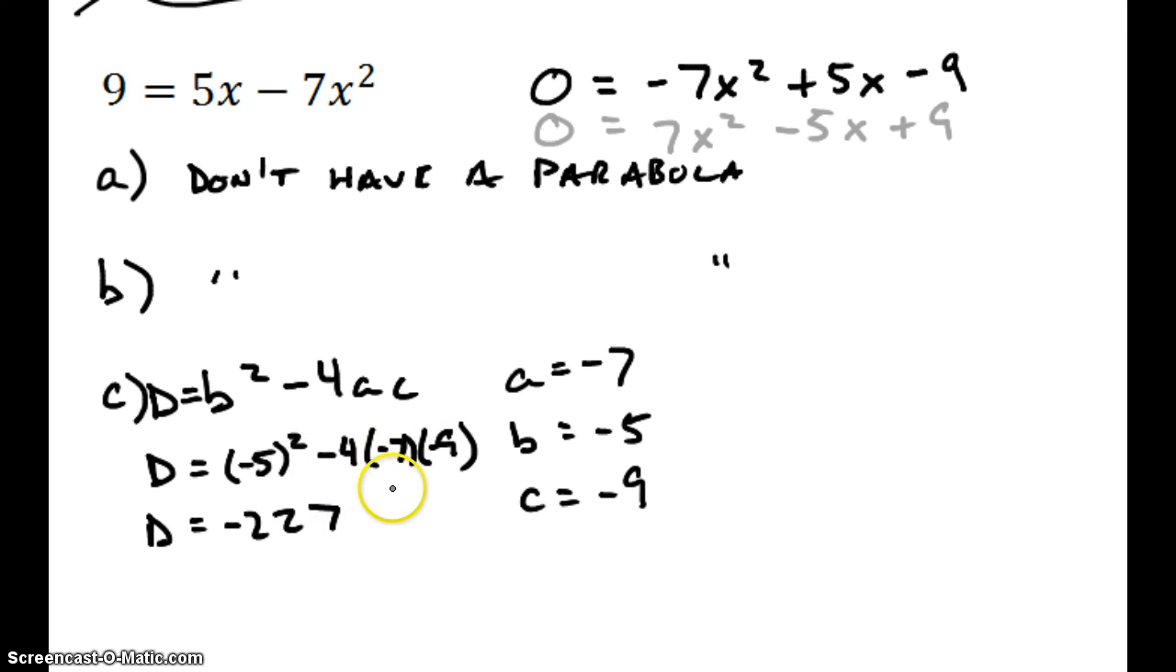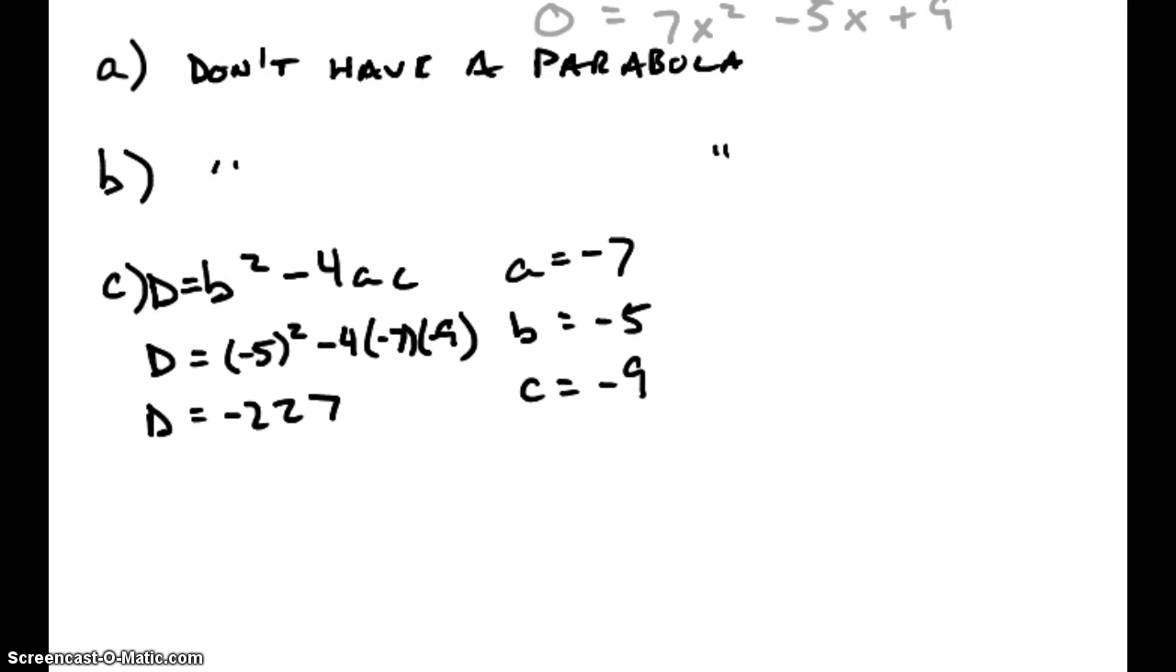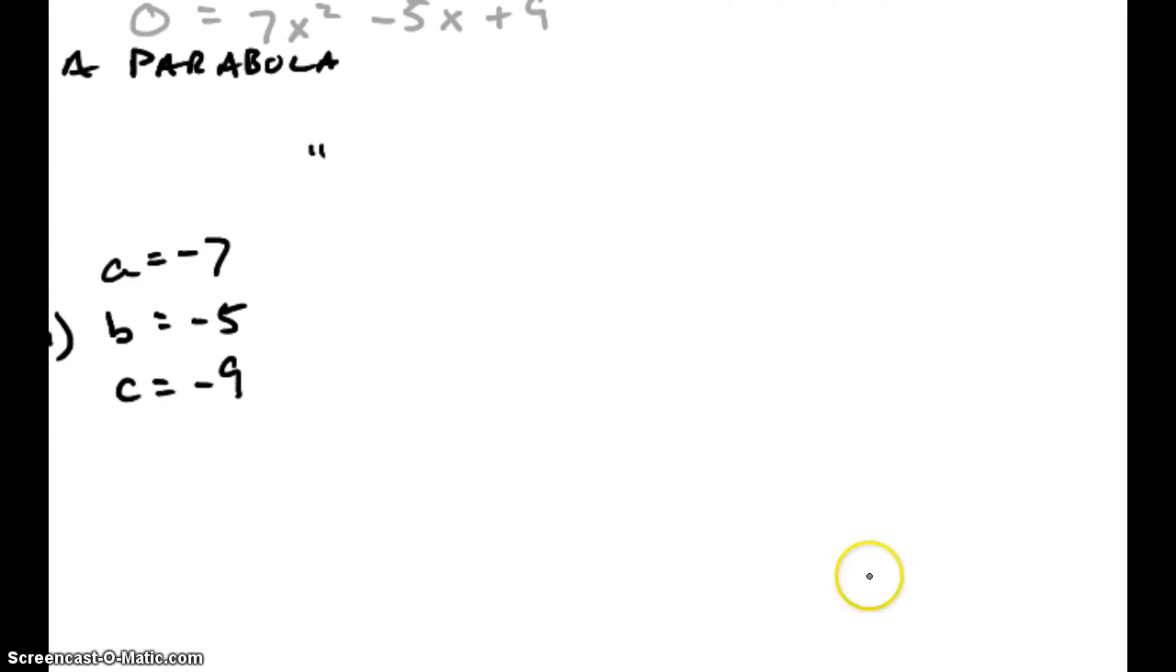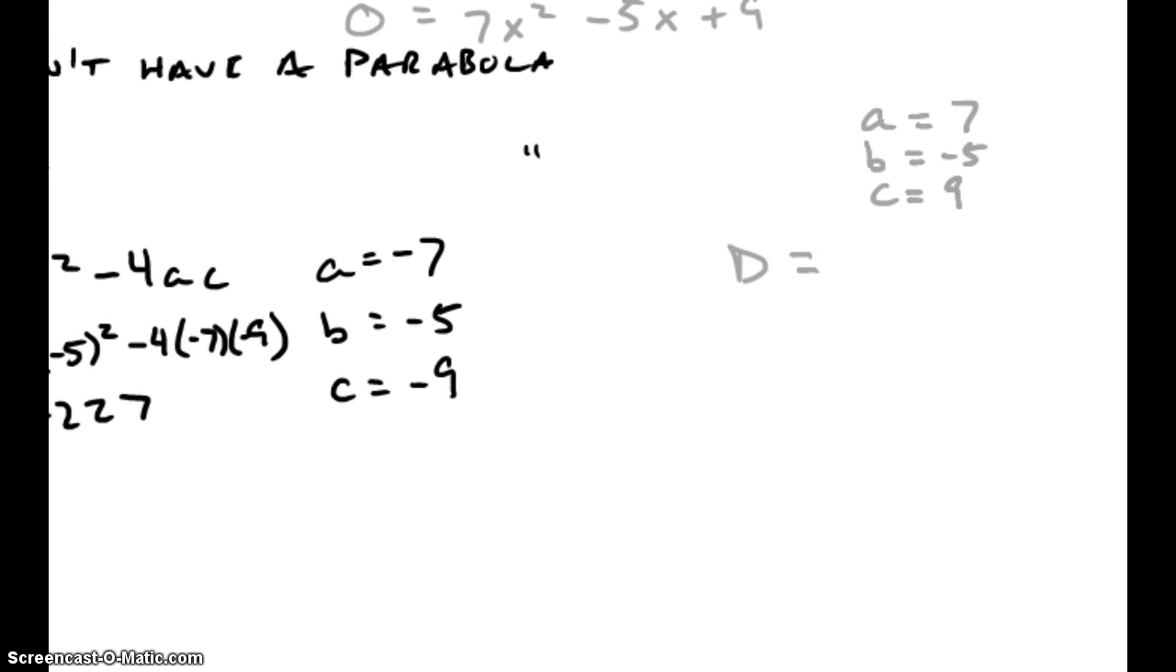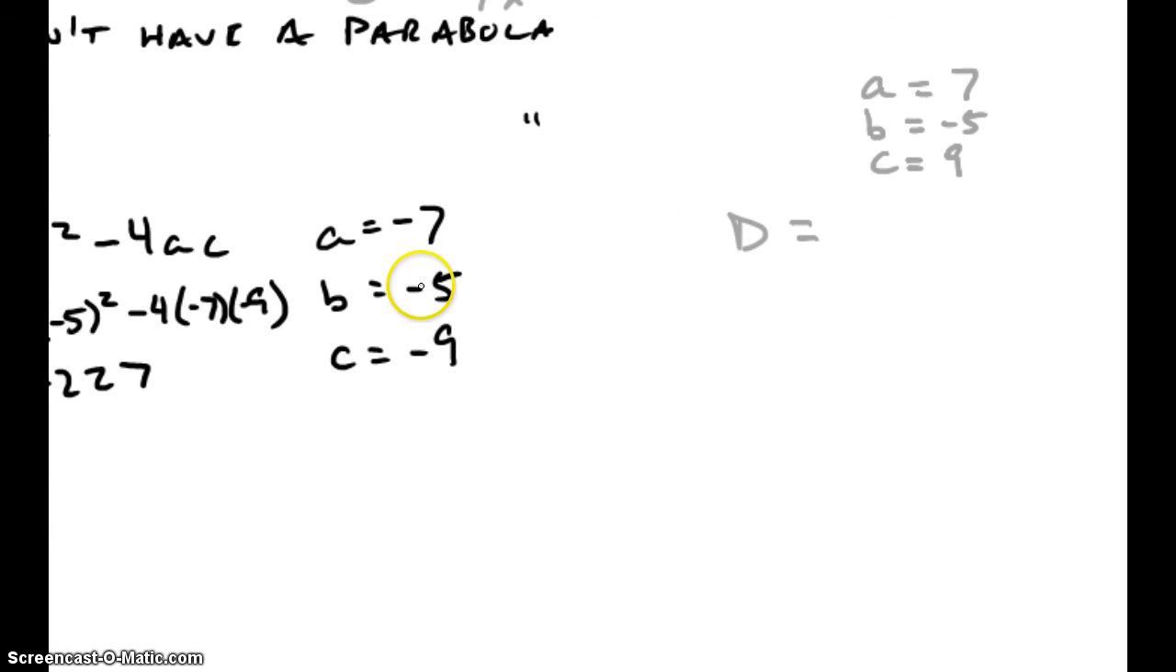These will all combine to make a negative. However, if I use this gray one, let's look at what actually happens here. My discriminant is... I need to find A, B, and C. A is 7, B is negative 5, and C is 9. I shouldn't end up with a negative on both of those. Sorry, this should have been a positive 5, and this should have been a positive 5 over here.